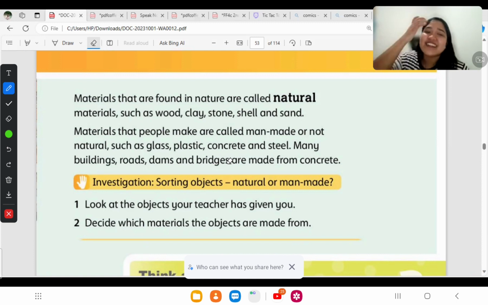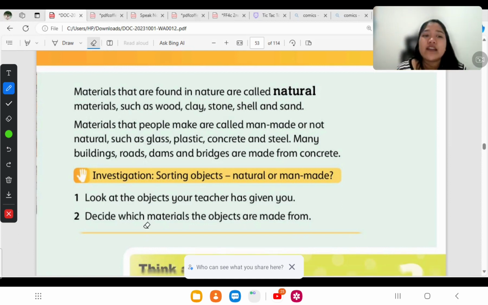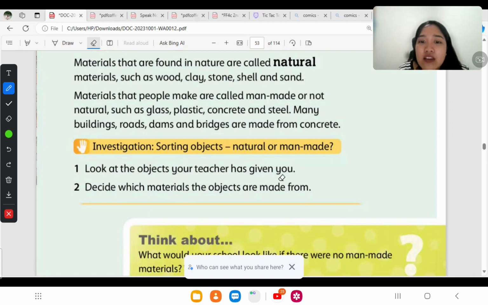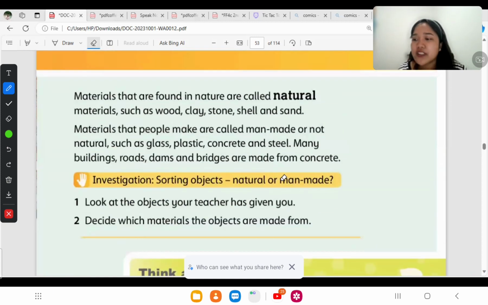Okay, thank you. So this time, let's learn about sorting objects, if they're natural or man-made. Look at the objects your teacher has given to you. For example, this one. Is it natural or man-made? What is this? It's a paper.